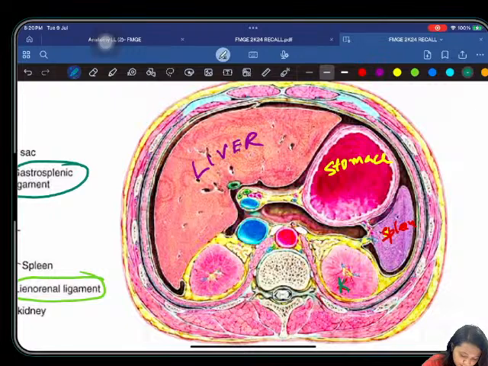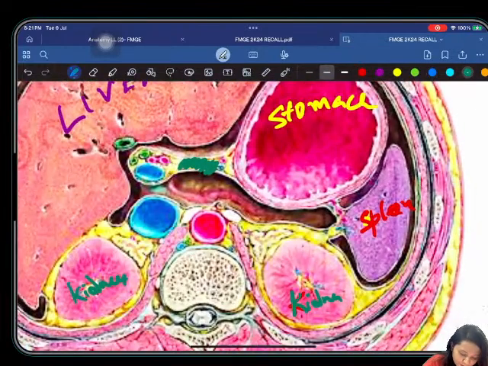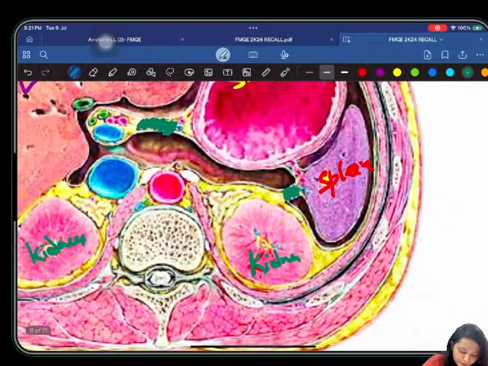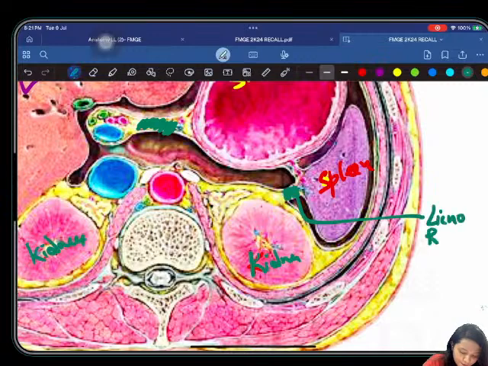These are the kidneys. This is the lesser omentum. Here you will get the falciform ligament. Now the marked area was this one, and this is your lienorenal ligament. This is your lienorenal ligament.